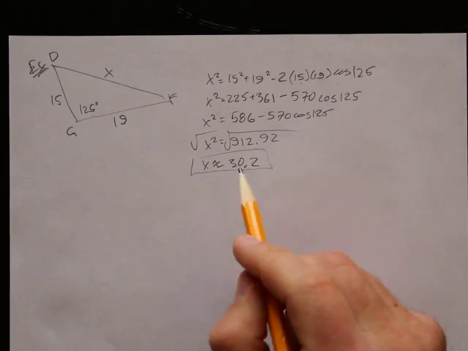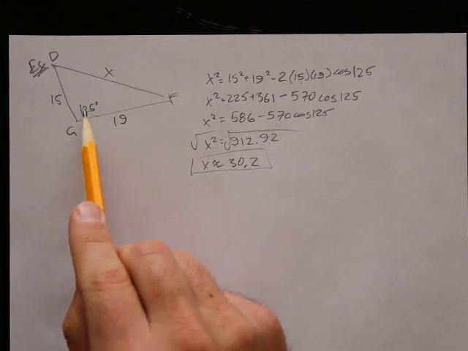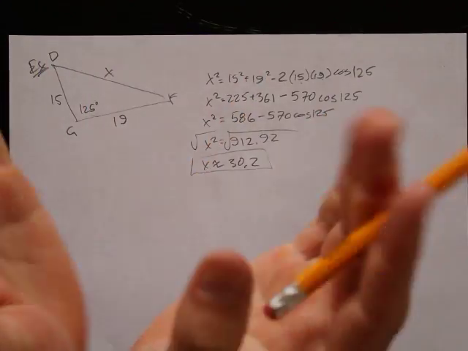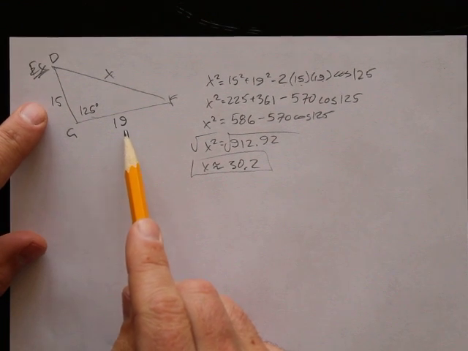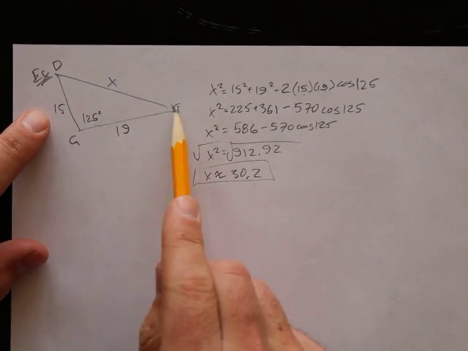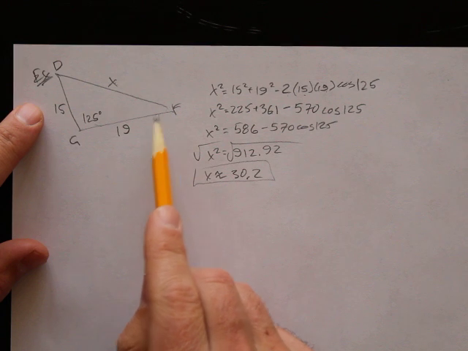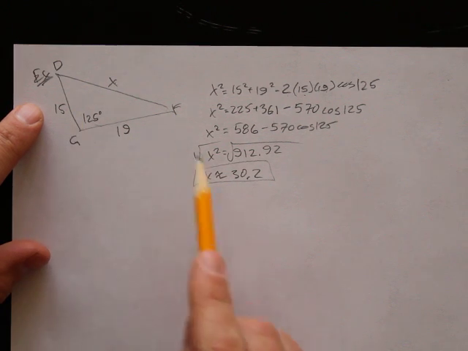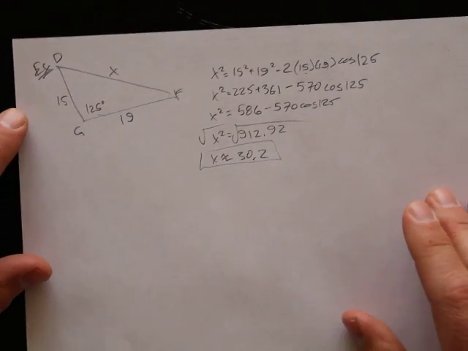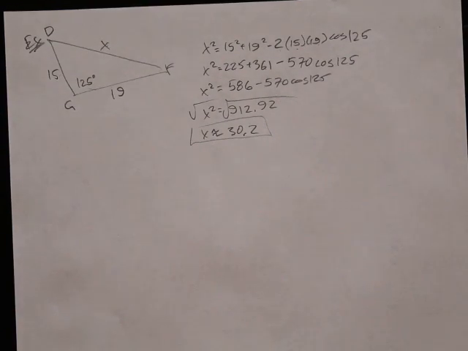And sometimes you've got to take a look. Does that make sense? 125, right? That's a pretty wide angle. And if this is 15 and this is 19, this should be a bit bigger, a bit longer than these other two sides. So 30.2, that sounds right. Okay. We've got two more examples to do.